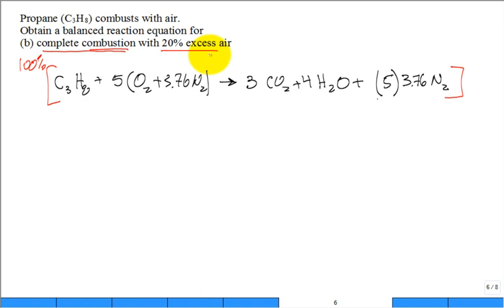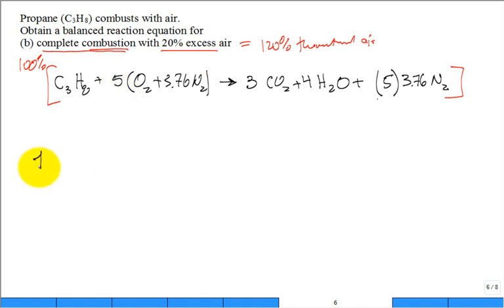So we have 120% theoretical. 120% theoretical air is exactly the same as 20% excess air. So if you were given this problem, the first thing is do it for 100% theoretical air. Get that correct. Now, copy it down and modify it.